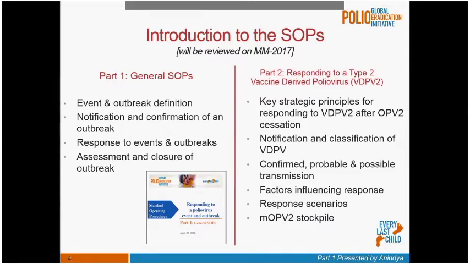So any type 2 that comes up will need a special vaccination response by monovalent OPV2, and that has its own challenges and own operational procedures. Therefore, part 2 is different from part 1. Because there are different operational protocols to be followed, there are common principles as well as some additional things that need to be done.